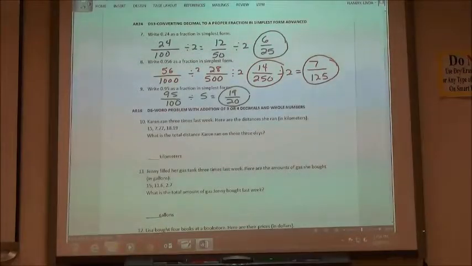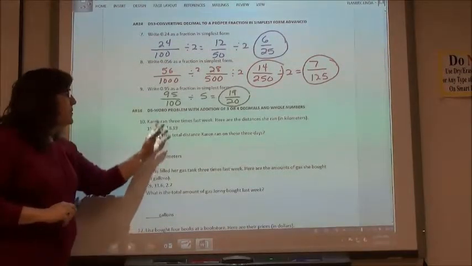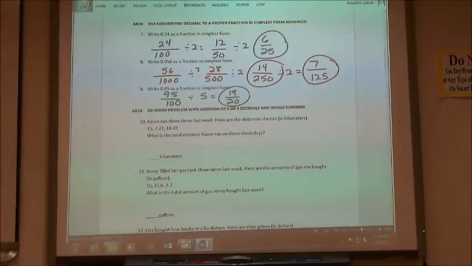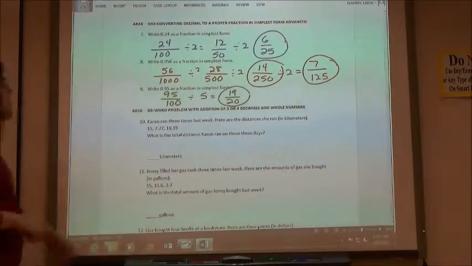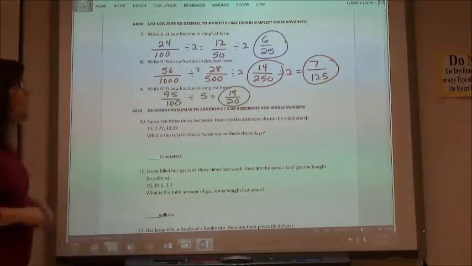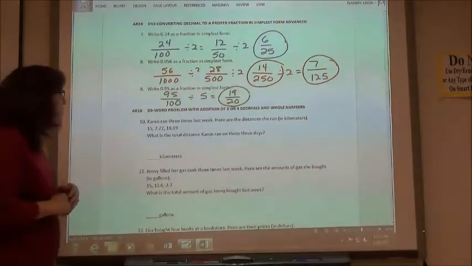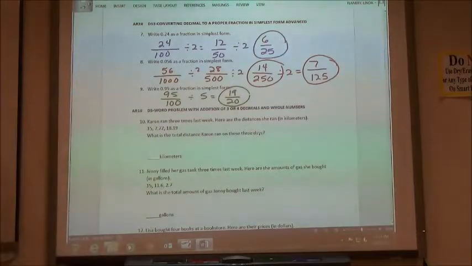All right. Now the word problems, I think most of the time your calculator is active. They're just really trying to check to see if you know, should I be adding, subtracting, what should I be doing? Karen ran 3 times last week. Here are the distances she ran in kilometers: 15, 7.77, 18.19. What is the total distance Karen ran on these 3 days? So if I'm going to find the total, what do I normally do? We just add them all together, right? That's all it's saying to do.